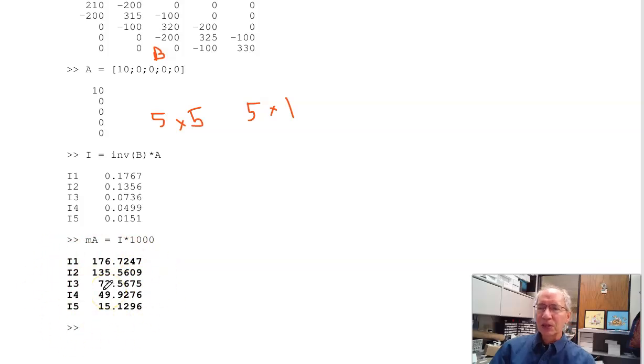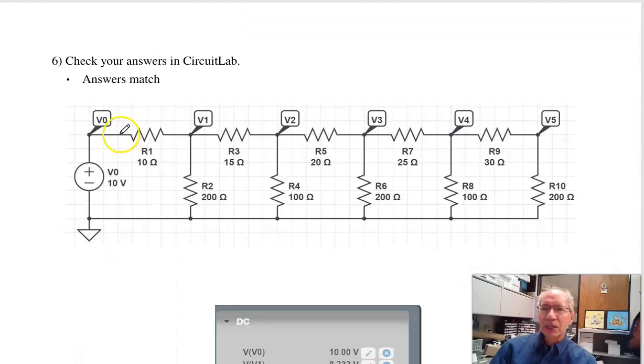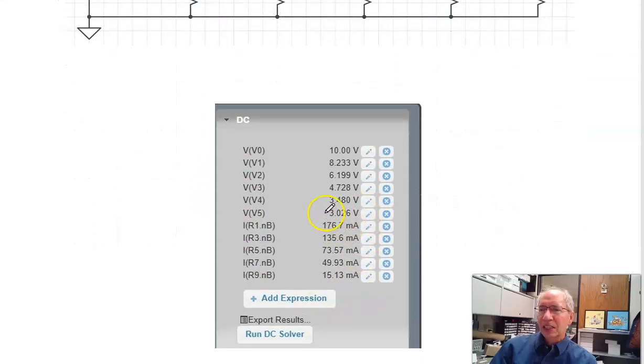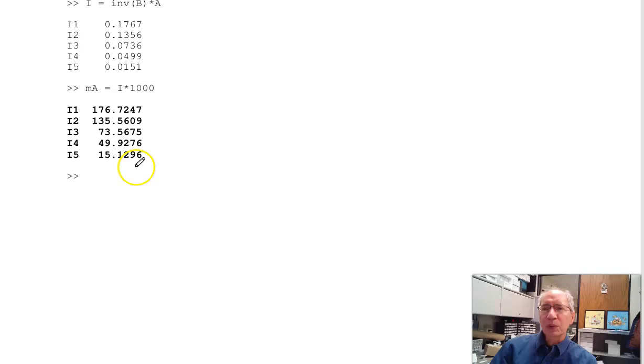To check your answer, throw it in CircuitLab. In CircuitLab, if I click on the left side of the resistor, that'll tell me the current going in here. That's I1. Click on the left side of the resistor, that'll tell me the current, I2. And I get exactly the same answer that I got with Matlab. Like the last one, 15.13 milliamps, 15.1296 milliamps, same thing.